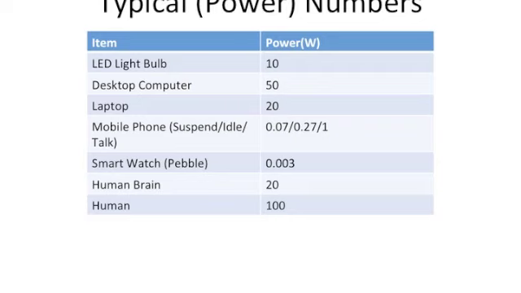So what are some typical power numbers, right? What is the scale of these numbers? Nowadays, we had 60 watt, 100 watt filament based light bulbs, but now you can get much more efficient bulbs which have the same kind of brightness, right? LED based, CFL and so on. So you might get a bulb which consumes 10 watts of power. A desktop computer could be about 50 watts. A laptop would be maybe 20 watts. A mobile phone will be much lower power.